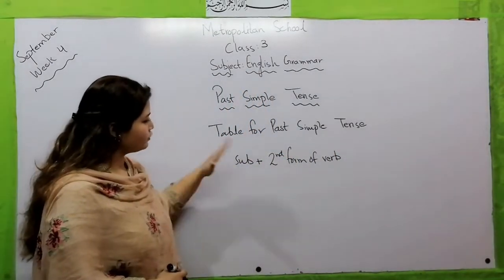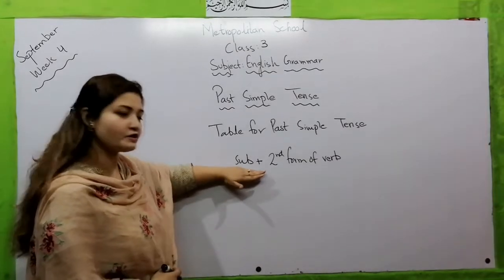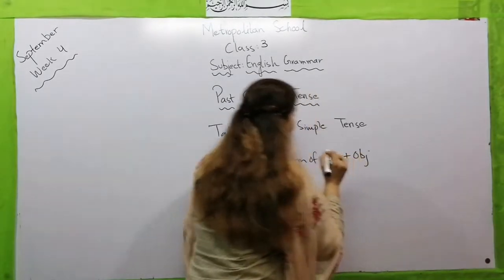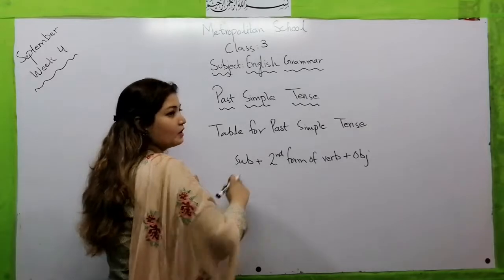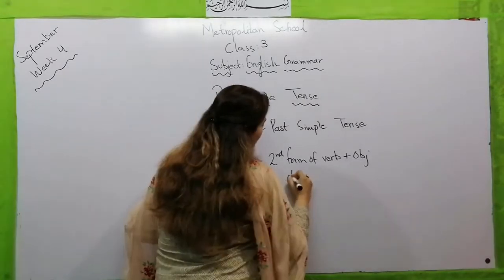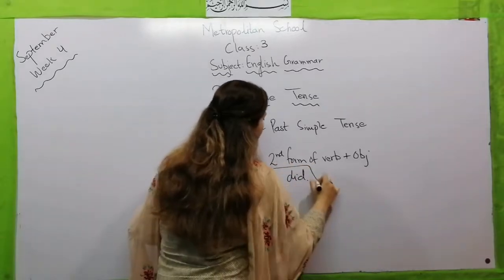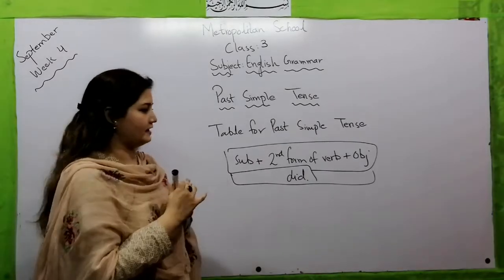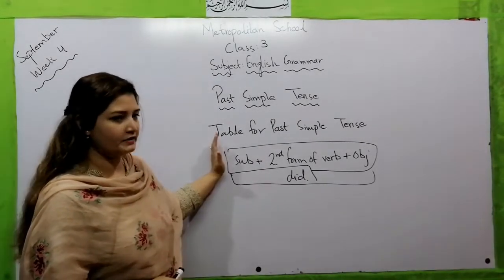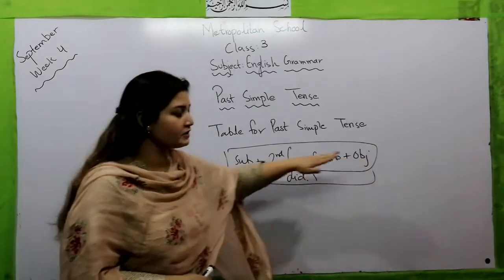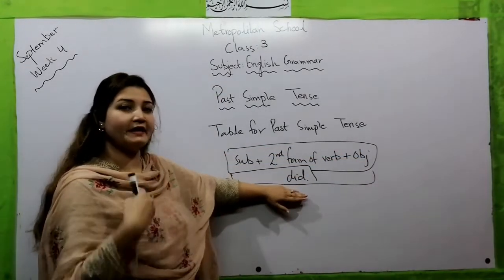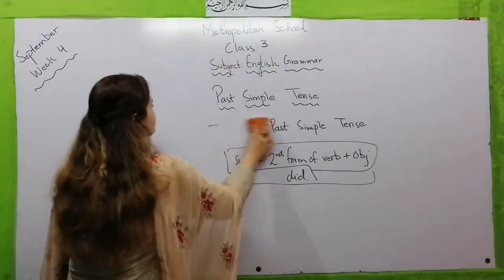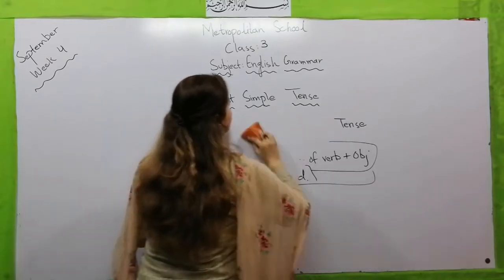For past simple tense, you have to write the subject first, then the second form of verb, and then you will have to write the object, and along with these three things you will have to use did. Where will you use this did? In the negative and in the interrogative sentences. What are you going to do? Subject, second form of verb, then object, and you will have to use did in the negative and in the interrogative sentences. Now let's move towards the structure for the past simple tense.